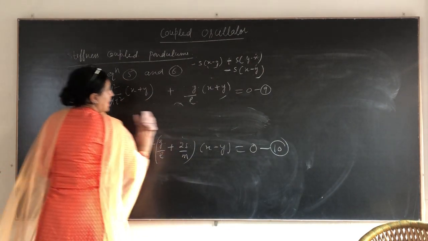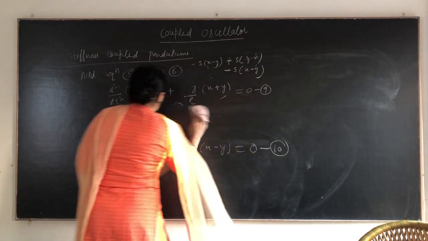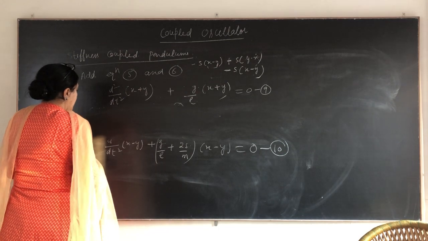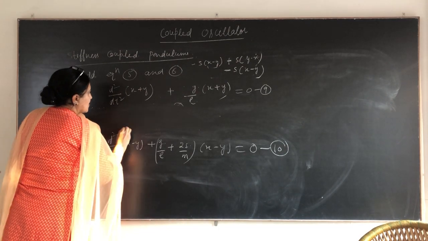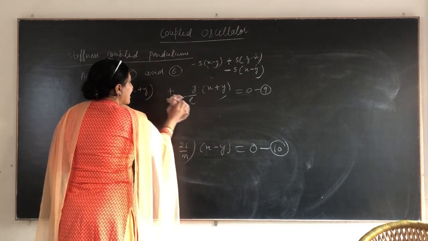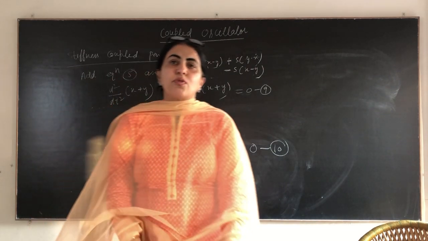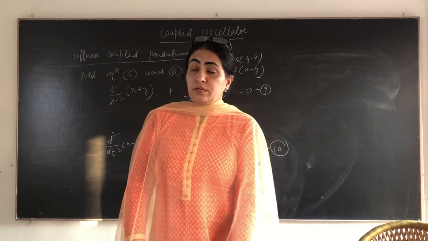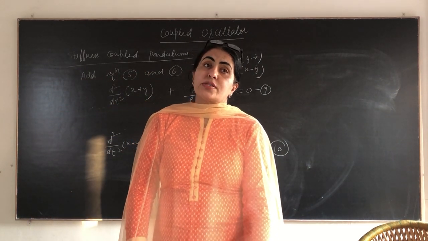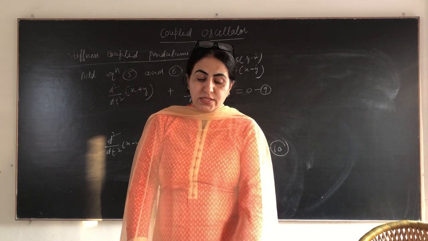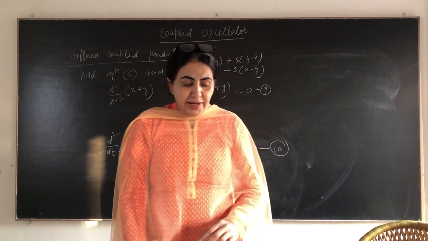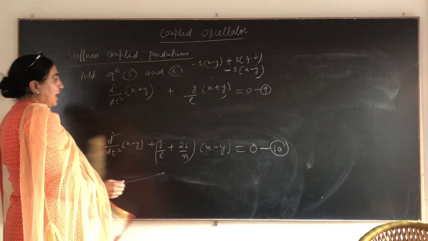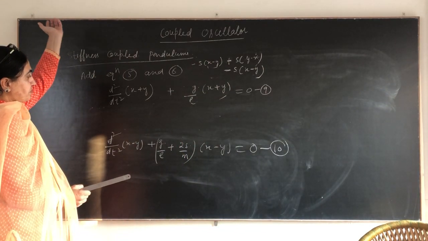So these are the 9th and 10th equations. Now these are the equations of motion of a coupled oscillator. But these two equations are, you can say, independent equations.